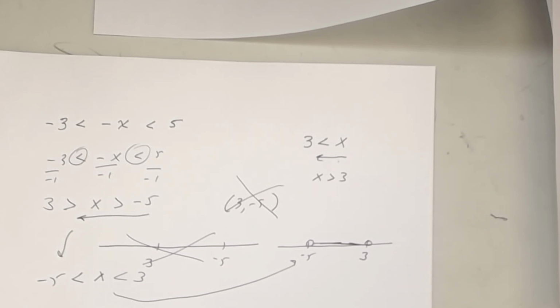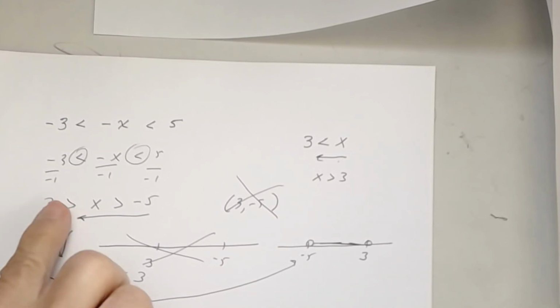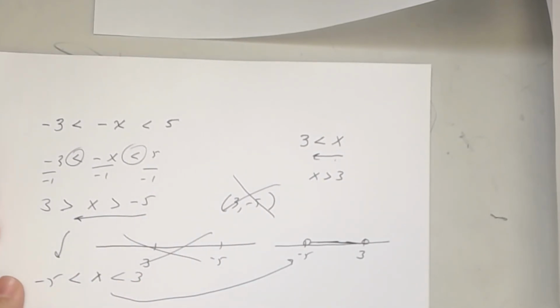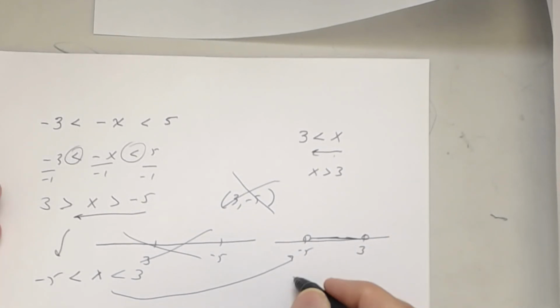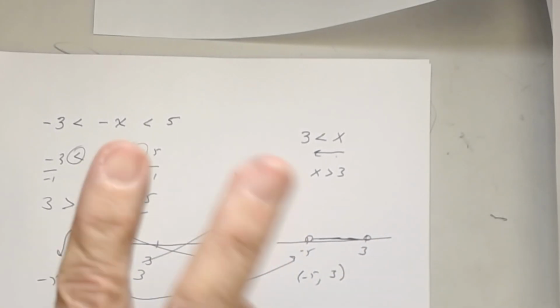So it's important when it looks like this to rewrite it, so that way you can draw it carefully. So what is the interval notation? -5 to 3 with parentheses. Now we can do number 32.